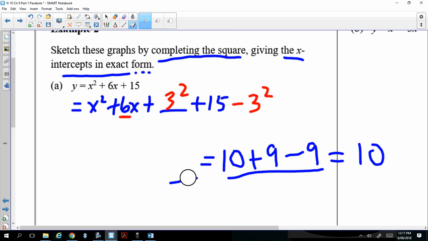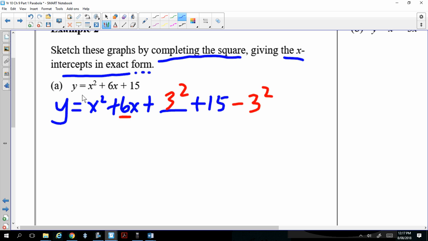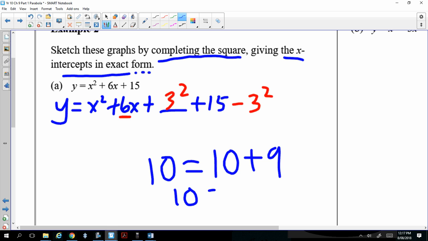Because if you add something, you have to balance it. Otherwise, if you just add 9, they're not equal. So if I write 10, is that equal to 10 plus 9? No, they're not equal. Alright, why do we do this? That's a good question. Let me show you why we do this.